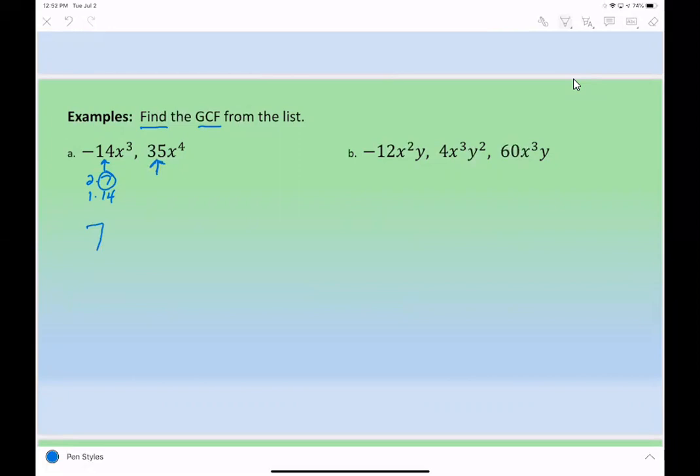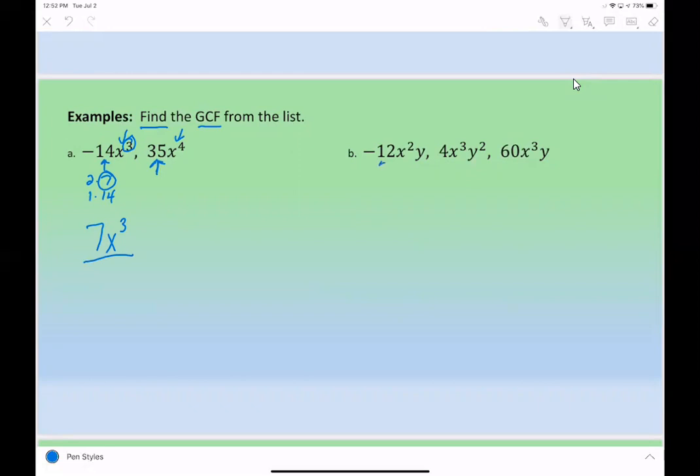Now we're going to look at these x's. There's x cubed in the first term and x to the fourth in the second term. So at most, both of them have x cubed in common. To help you with that, when you're thinking of your variables, if they have a variable in common, always pick out the smaller of the exponents. So this is our answer. That's just the GCF from the list.